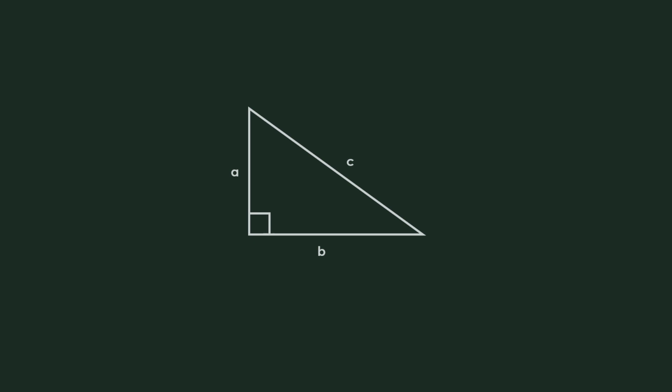So assume that we have a right angle triangle where we have side A, side B, and side C. Side A will be our opposite, side B is our adjacent, and side C is our hypotenuse. We already know about SOHCAHTOA, the term for us to remember the trigonometric ratios. So we are going to recap.